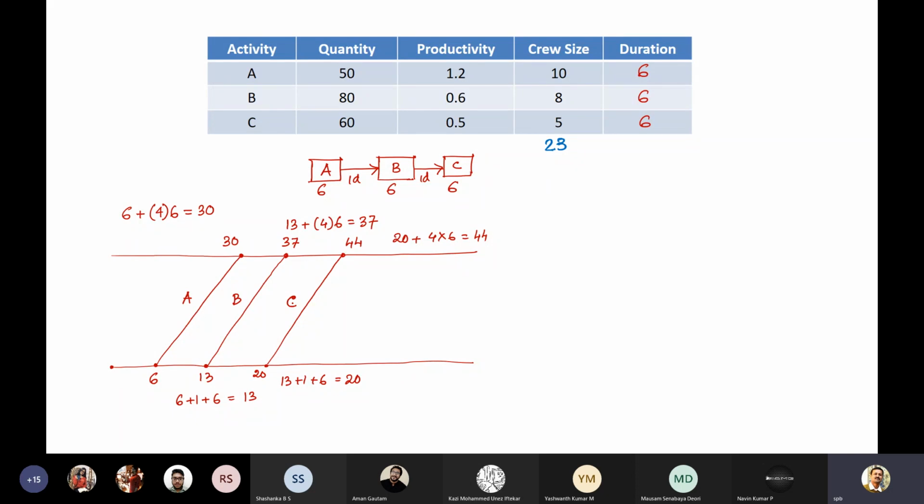I have not changed the flow process, that A, B, and C have 1 day buffer. I have not changed the productivity or quantity. But I have 23 labor with me. So if I can manage somehow that the durations are almost the same, then I can reduce the time heavily. 70 days to 44 days.